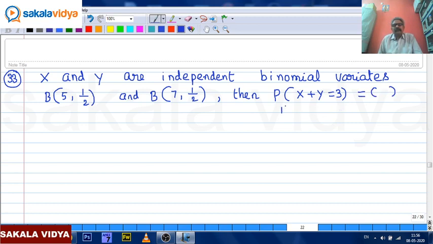First option 45 by 1024, second option 55 by 1024, third option is 65 by 1024, fourth option is 60 by 1024.